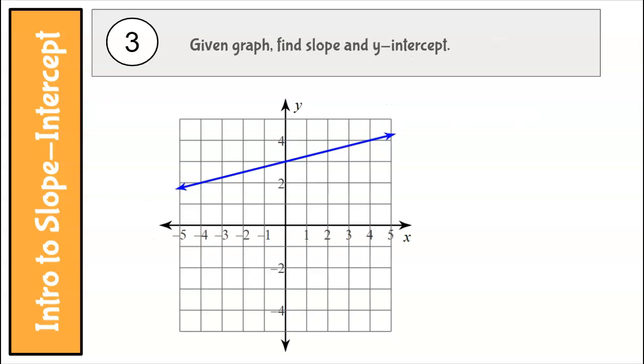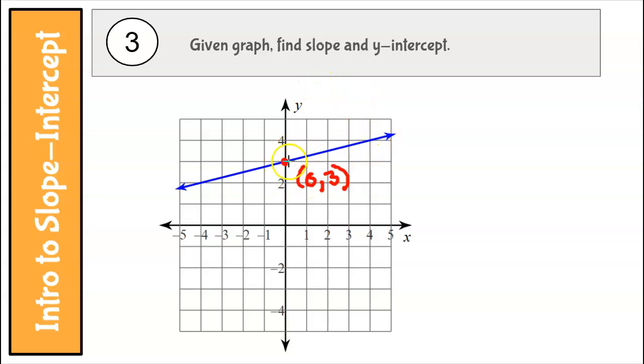And finally, given the graph, find the slope and the y-intercept. The slope is the steepness of the line, and the y-intercept is where you begin. So I'm going to start with the y-intercept. It's where it crosses the y-axis. So that point is 0, 3. That's why I had you write it like that, because that's 0, 3. That's the y-intercept of 3.